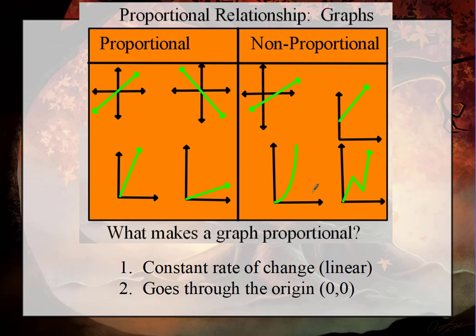So if you'll notice all these graphs over here, the first 2, they're lines, but neither one of them goes through the origin. This third one here, it's got a curve. So it's definitely not a constant rate of change. And then this last one, it's got up change and down change and up change again, so it's not constant either. So that's what makes it non-proportional.